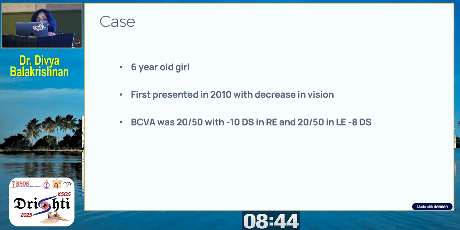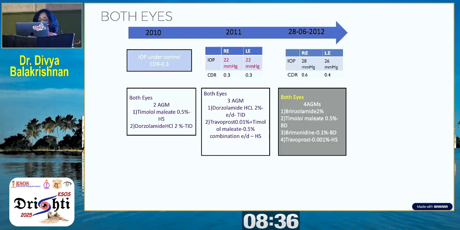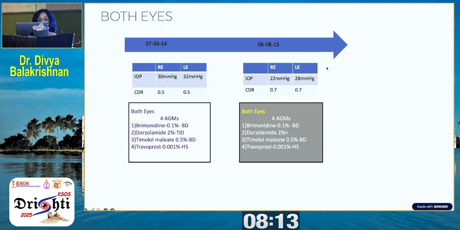This was a 6-year-old girl who presented initially in 2010. At that time her vision was 20/50 in both eyes, with -10 in the right eye and -8 in the left eye. So this is a timeline of how that kid has gone. In 2010 the IOP was controlled with 2 medications, and then on follow-up the IOP was borderline. They kept on increasing the number of AGMs, and in 2012 the IOP was still not controlled with maximum medication. Finally in 2015 the cup disc ratio kept on increasing from 0.3 to 0.7 with maximum medication. The IOP was 22 and 28 in the left eye.